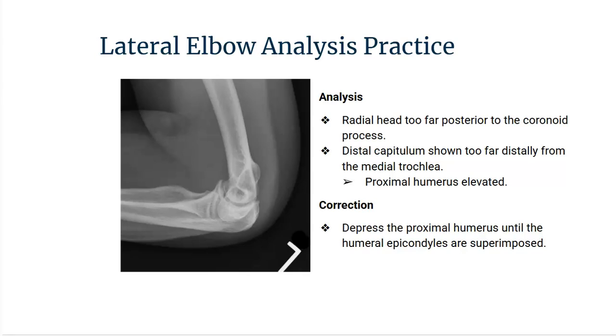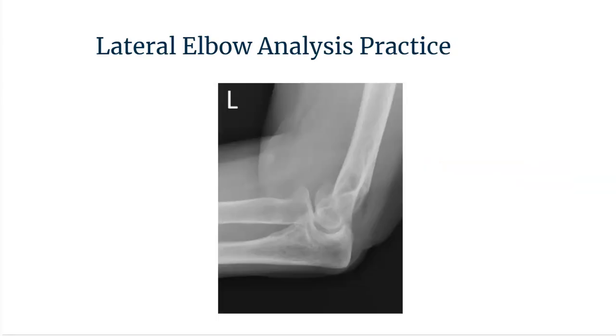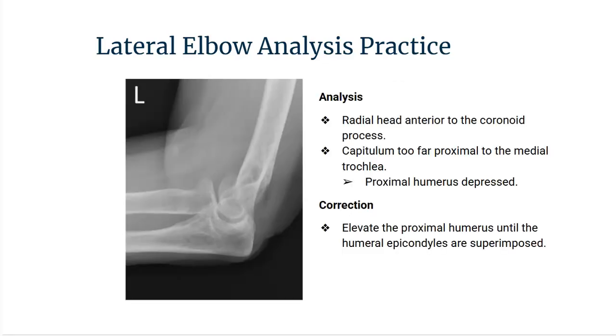In order to correct this positioning error, we need to get the entire arm in the same plane. So we need to depress that proximal humerus until the humeral epicondyles are superimposed. Go ahead and review this next practice analysis and answer the following question.